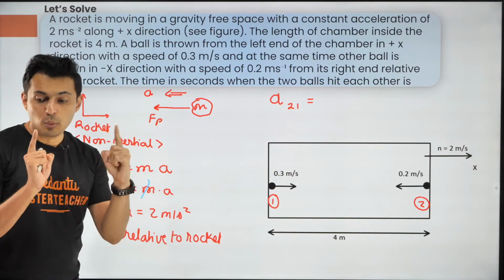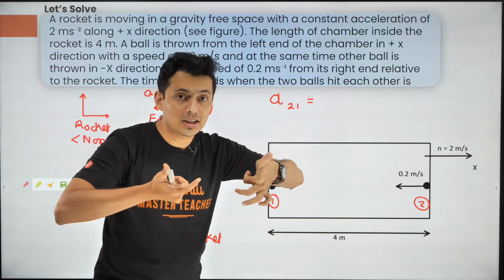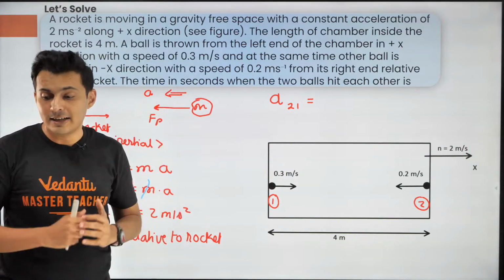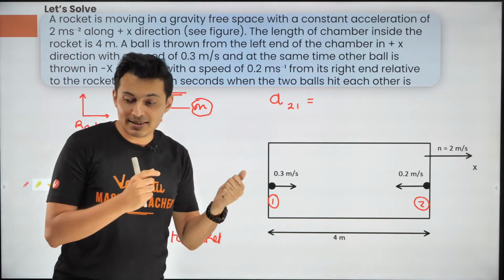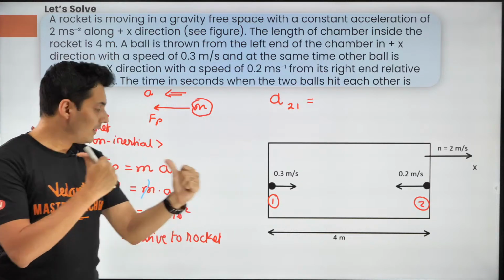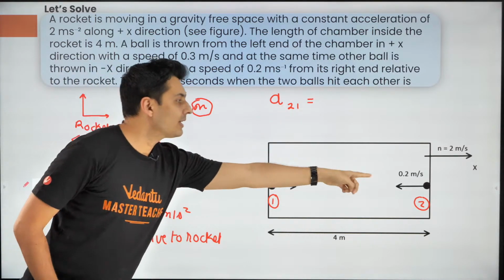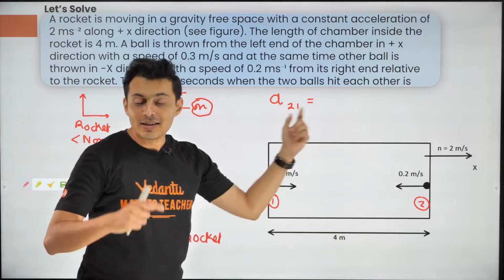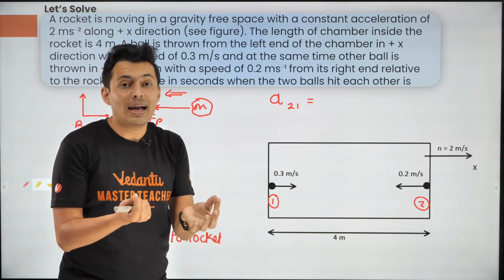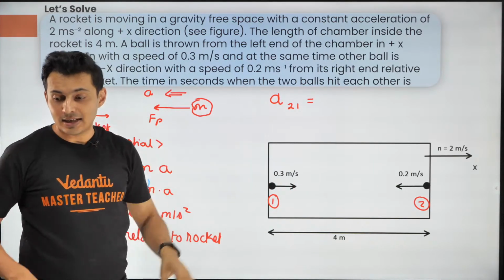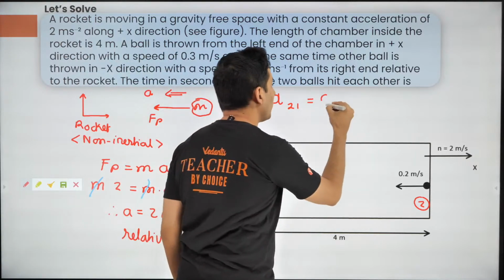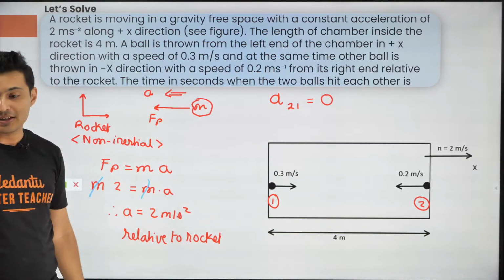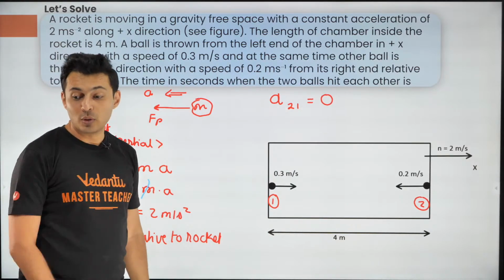Think about it. Both of them have the same acceleration. So what will be the relative acceleration? If both have the same acceleration, 2 meters per second square, what will be the acceleration of this ball with respect to this ball? It is 0, right? They have the same acceleration. So hence that is basically going to be 0.